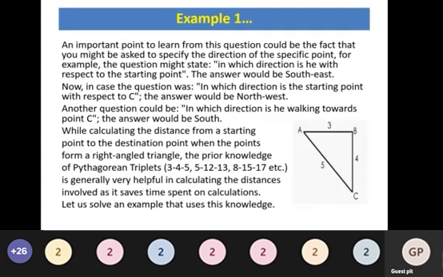So while calculating the distance from a starting point to the destination point, when the points form a right angled triangle, the prior knowledge of Pythagoras triplets, that is 3, 4, 5, 5, 12, 13, 8, 15, 17, etc., is generally very helpful in calculating the distance involved, as it saves time spent on calculations. Let us solve an example that uses this knowledge.